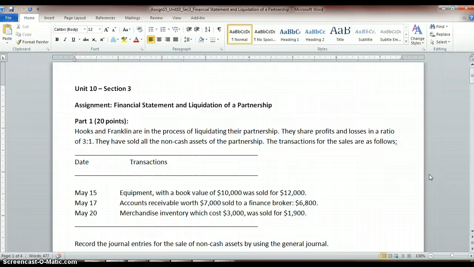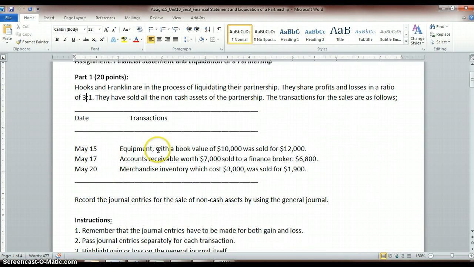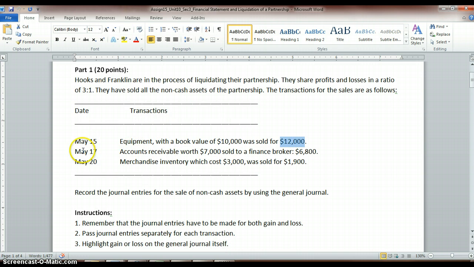The transactions for the sales are as follows. So then they list for you what was sold. We sold the rest of our equipment for $12,000. So that would be a gain, since our book value was $10,000 and we sold it for $12,000. So that's good for us, or Hooks and Franklin. And then on May 17th, accounts receivable was worth $7,000, and we sold that to a finance broker for $6,800.